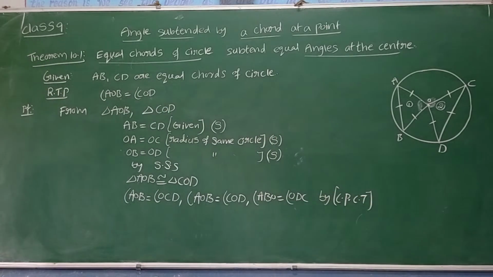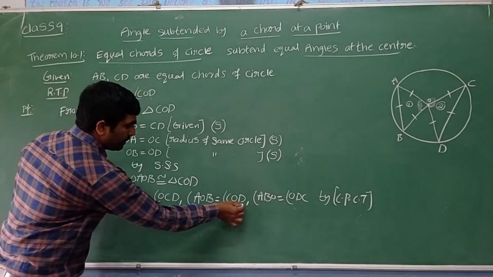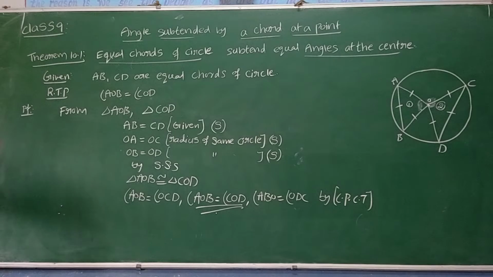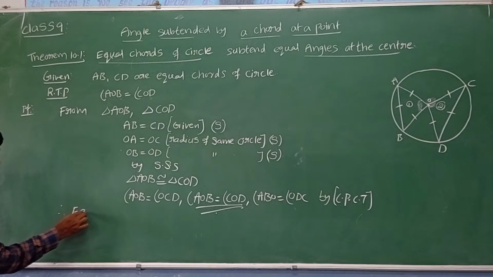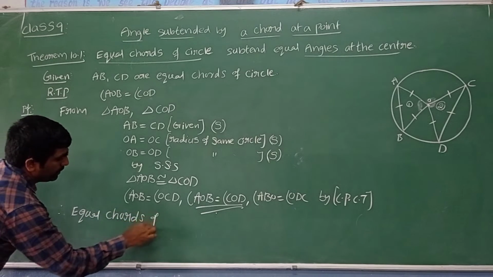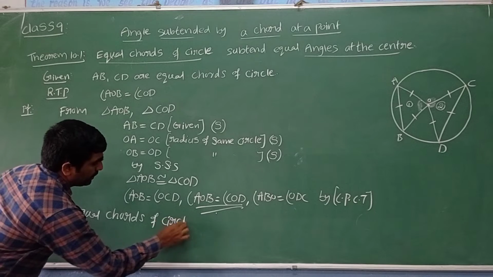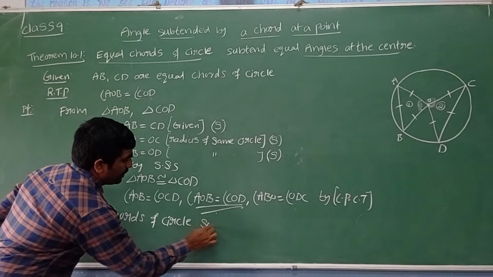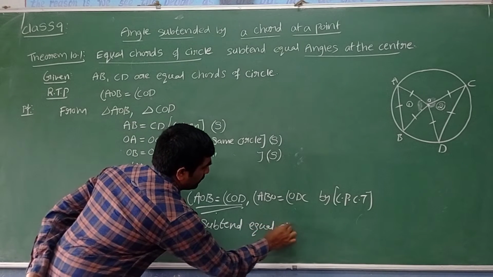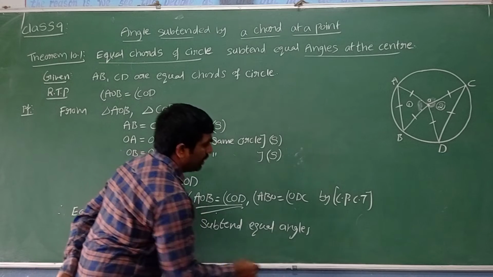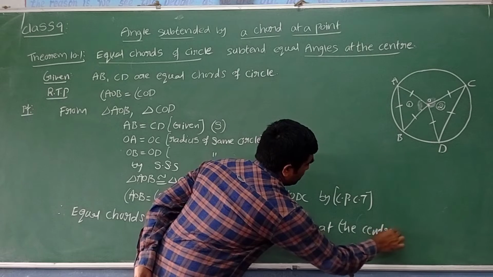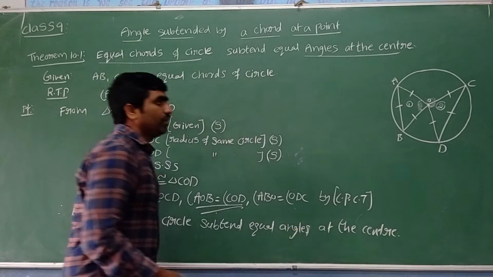Corresponding parts of congruent triangles. Yes, we can see angle AOB equal to angle COD, we got. Therefore, what can we write? Equal curves of a circle subtend equal angles, the same angles at the center. They will subtend same angles at the center. Hope it is clear to everyone.